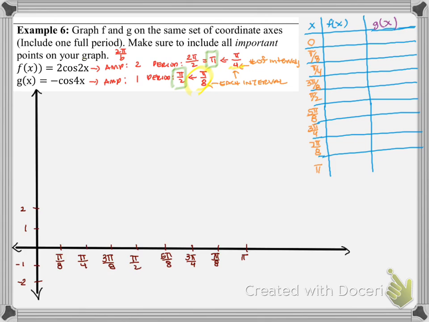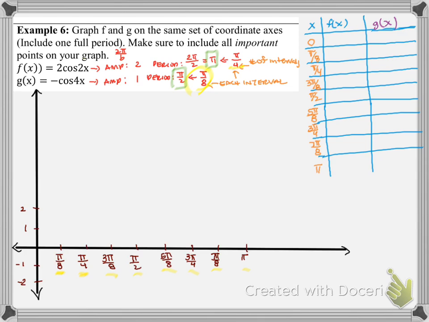Okay. And so then what I did from there is on the graph. So this is 1 pi over 8, right? 2 pi over 8. And I simplify. So make sure you simplify the fractions. So 2 pi over 8 is the same as pi over 4. 3 pi over 8, 4 pi over 8 is pi over 2, 5 pi over 8, 6 pi over 8 is 3 pi over 4, 7 pi over 8, and then 8 pi over 8 is pi.